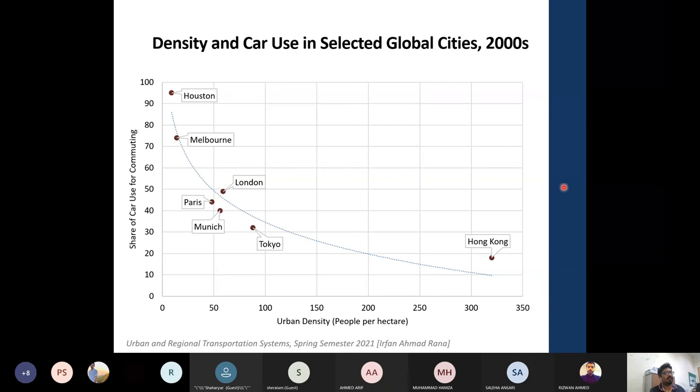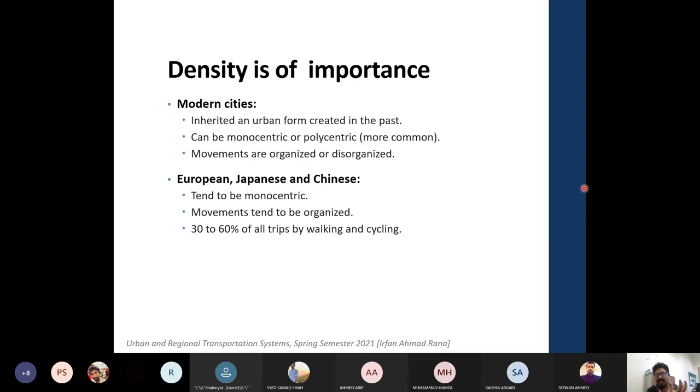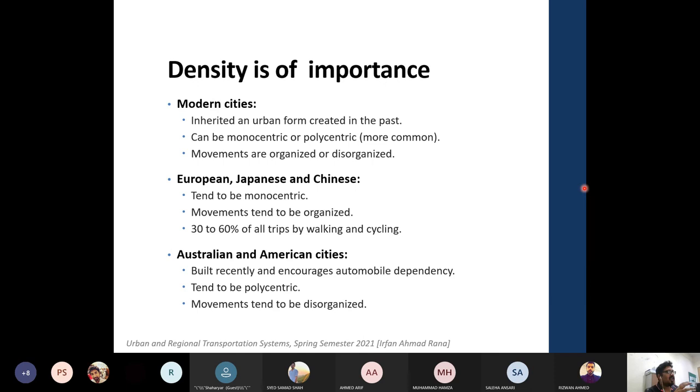So nowadays, most of our cities are more or less polycentric, with many CBDs around the city. In European, Japanese, and Chinese cities, they tend to be monocentric, one CBD oriented, with people traveling and they are very dense by comparison. And Australian and American cities very much promote the automobile, and they also tend to be polycentric. So polycentricity and monocentricity, through land use, also have an effect on your transportation network and your city shape. Depending upon those CBDs, your movements can be organized or disorganized. Sometimes we can predict movements and sometimes we cannot.